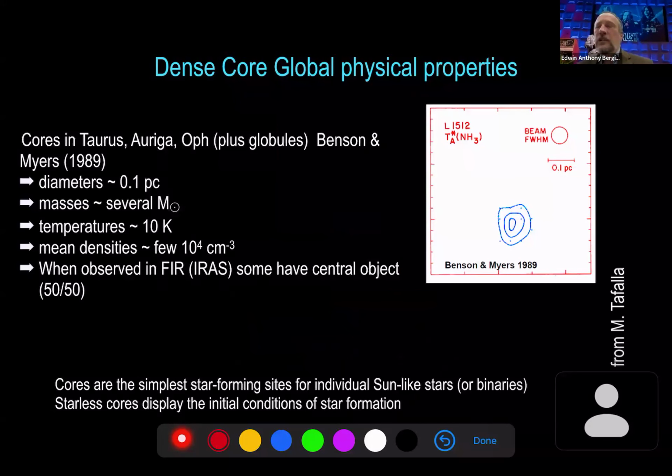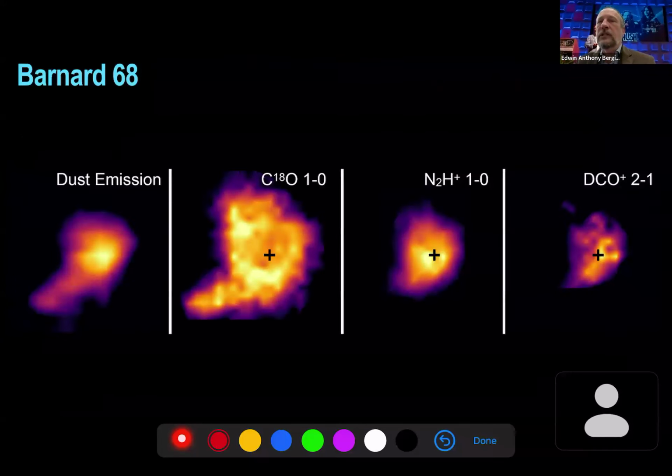So we can actually use all this information. We can look at these dense cores before stars are born. I can determine their densities, their temperature, their masses, and relate that. How much mass is there in gas versus mass of that in stars? That's what's called the star formation efficiency. Again, learning about stellar physics.